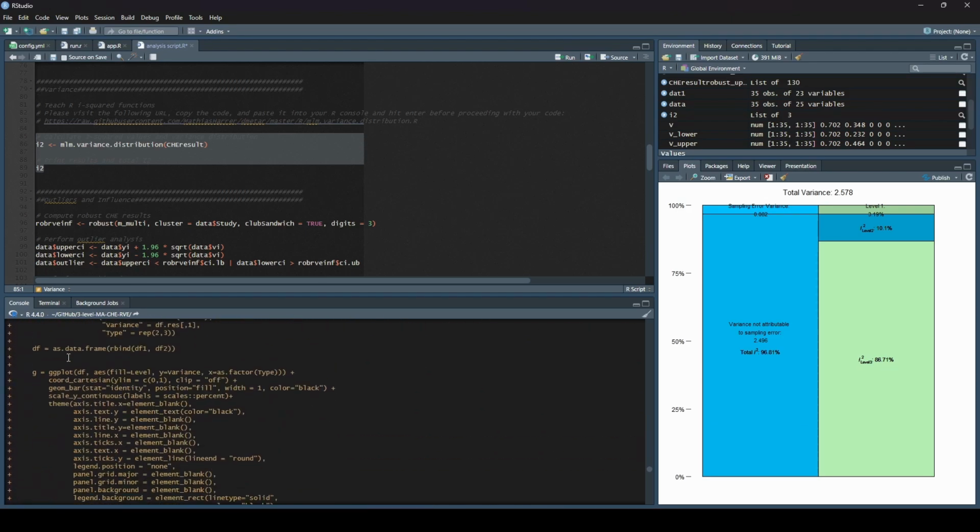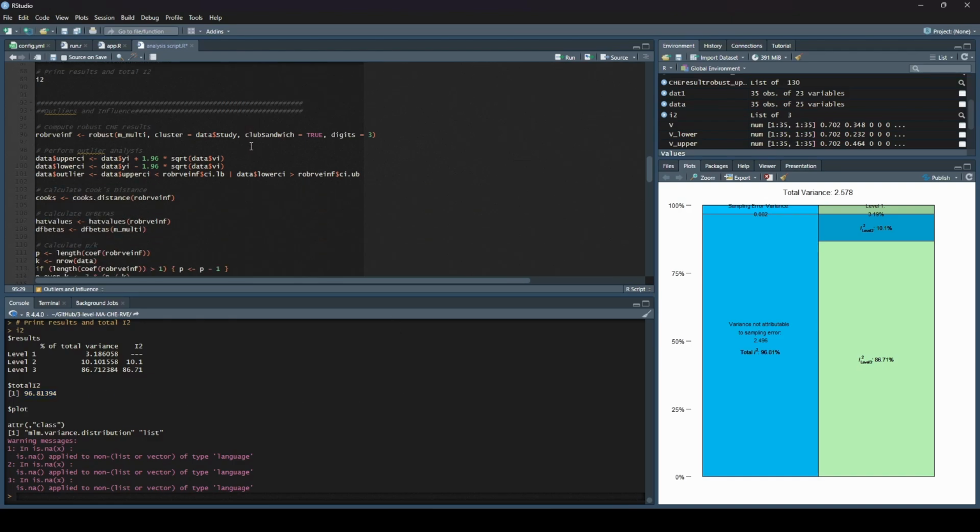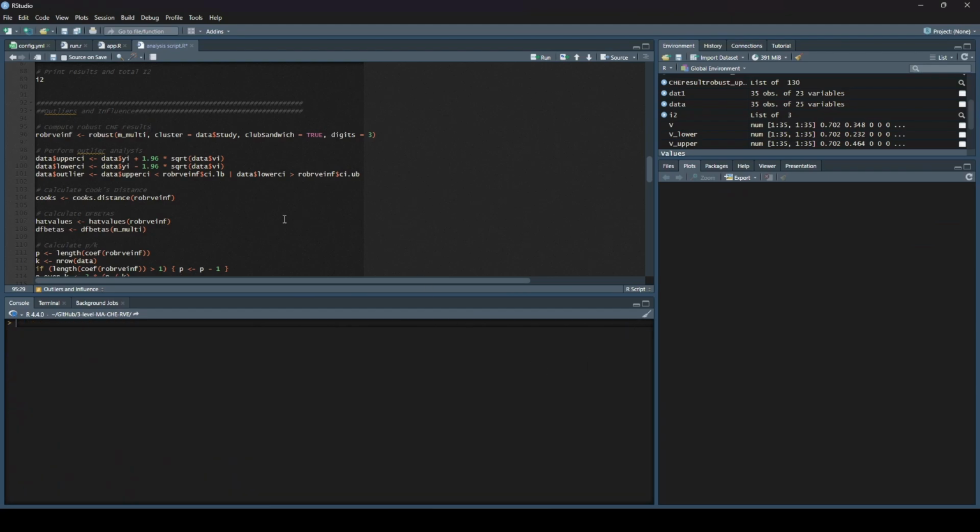And when we go down to our I squared results, we see that those match, right? Because we have our level 3 at 86%, and we have our level 2 at 10%. And the 10% is corresponding to our within study heterogeneity, and within study variation, and level 3 is going to our between. Overall, we have 96.81%. Okay, that gets us through that, and we will move on.